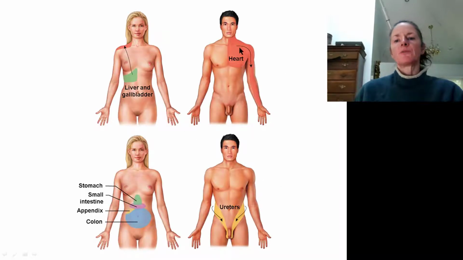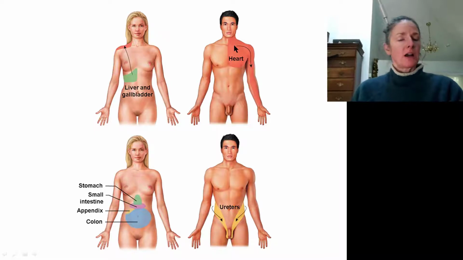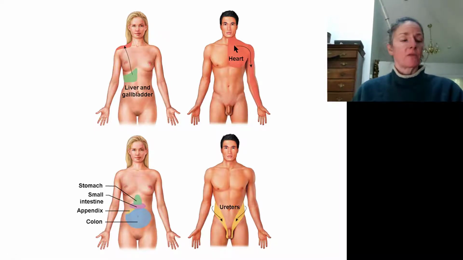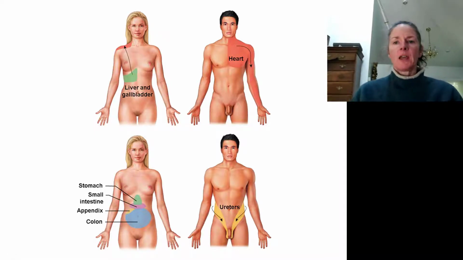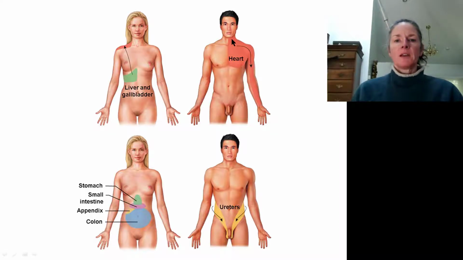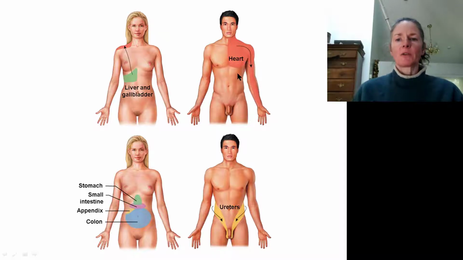So, for example, the most famous referred pain is that of a heart attack. So a lot of times if people are having a heart attack, they will have referred pain down the left arm, sometimes in the neck. In women, it's very common to have that referred pain in the neck and in the jaw. So this is one of the telltale signs if someone comes in and they're having extreme, not just chest pain, but they're having referred pain down the arm, up the neck, and through the jaw, that they might be suffering a heart attack.